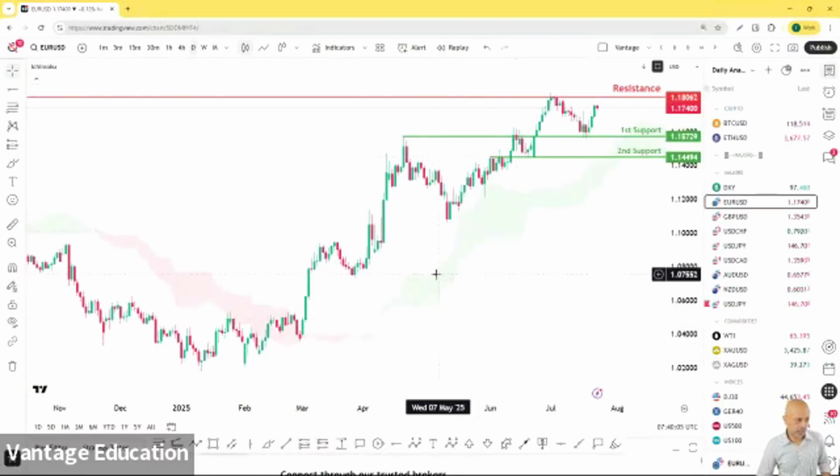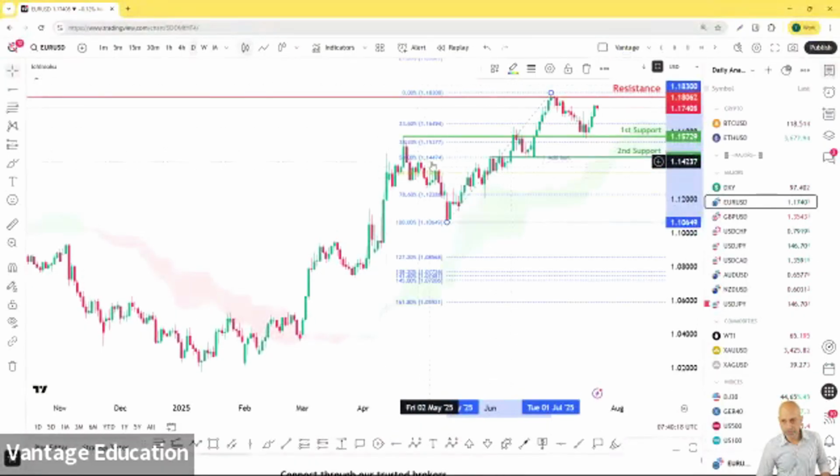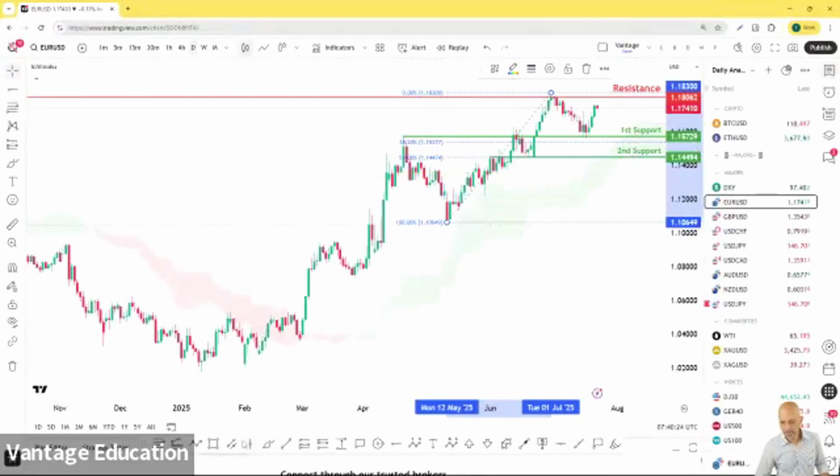Now, on this uptrend, there are several Fibonacci retracements that we can draw. The most recent one we can draw is from this swing low, 12th of May, going up to the swing high on the 1st of July. Looking at all the fibs, we can see we have the 38 and 50% retracements aligning very well with the first and second supports respectively.